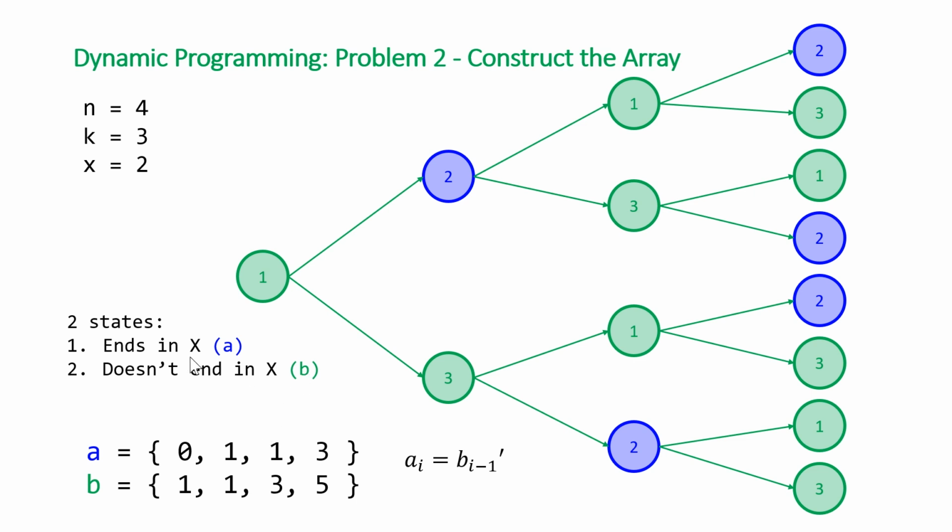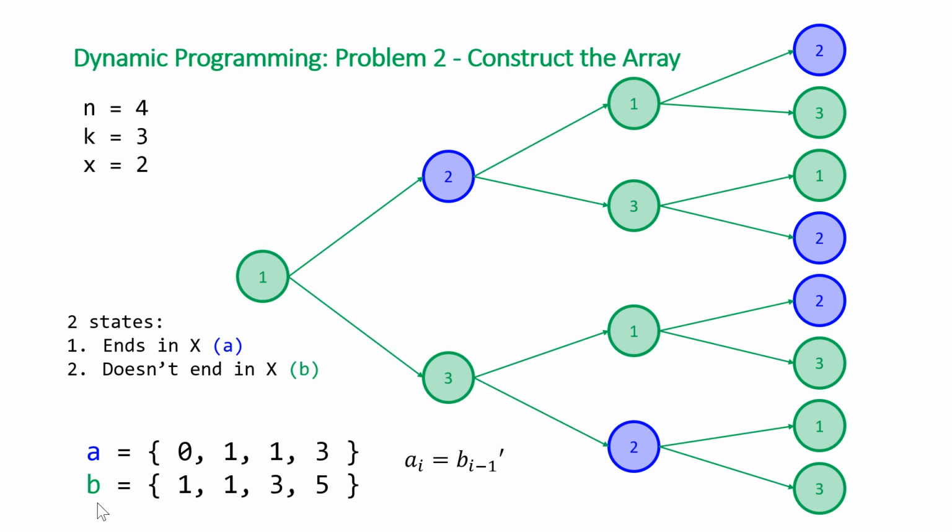It's basically saying how many valid arrays at n equal to i can we have that are ending in x? And because we can't have two consecutive elements that are the same value, that's just going to be equal to the number of arrays that didn't end in x at the previous step, which is exactly what this is saying. So at our step i, the number of arrays that end in x is just going to be equal to the number of arrays that didn't end in x at the previous step, because we can't have two consecutive elements. So that takes care of constructing A.